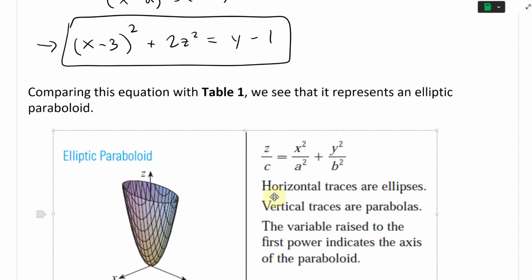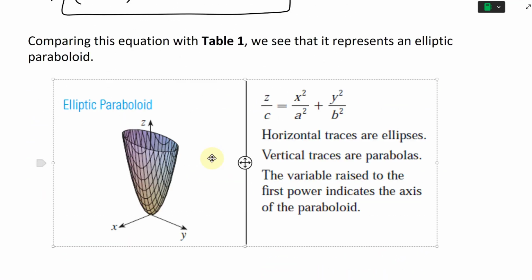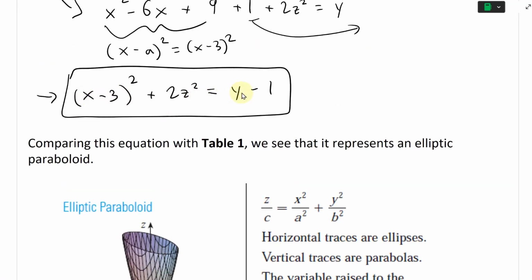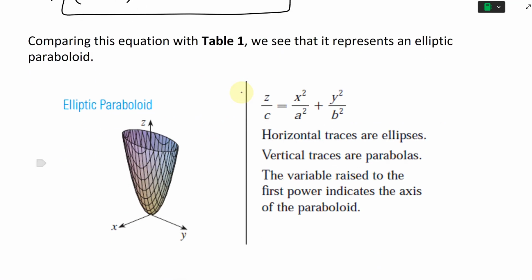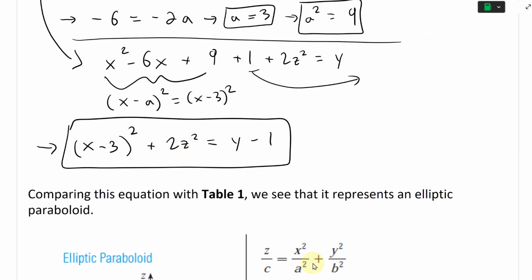And right here we were told the variable rule. The first part indicates the axis of the paraboloid. So this one's going to be along this axis here. But it's also shifted because we have this negative 3 there, and y minus 1 is going to be shifted somewhere across here. And we'll illustrate that.